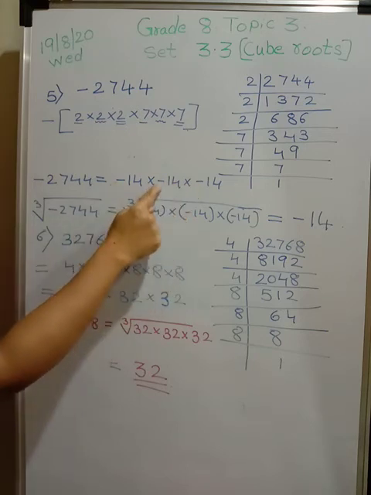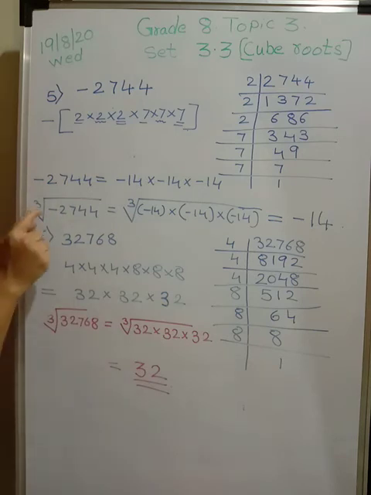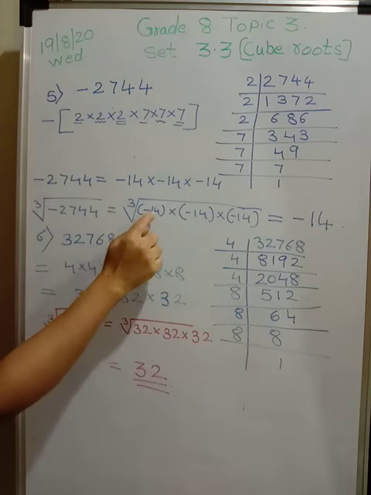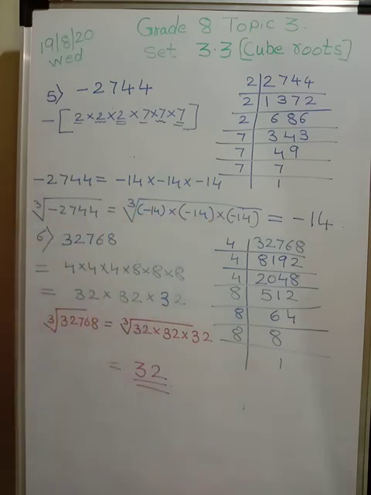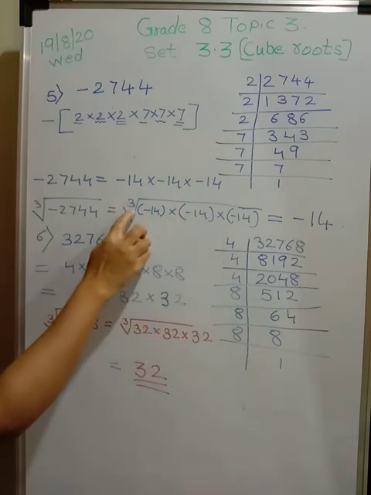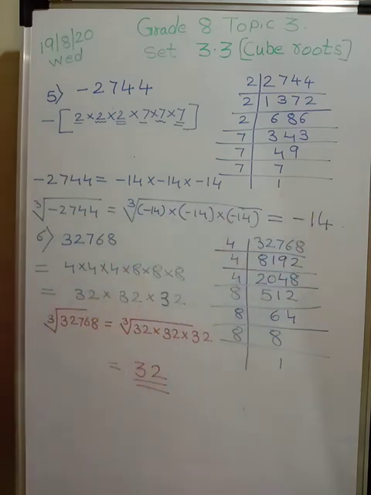Minus into minus is plus and plus into minus again becomes minus. So cube root of minus 2744 is cube root of minus 14 multiplied 3 times. Minus 14 multiplied 3 times. And therefore cube root of minus 2744 is minus 14.